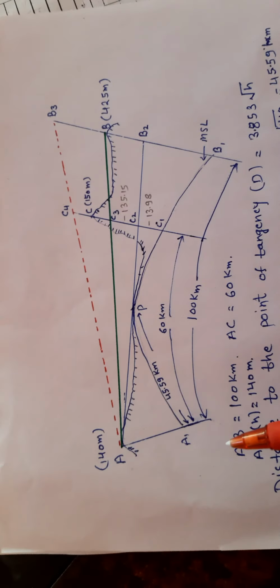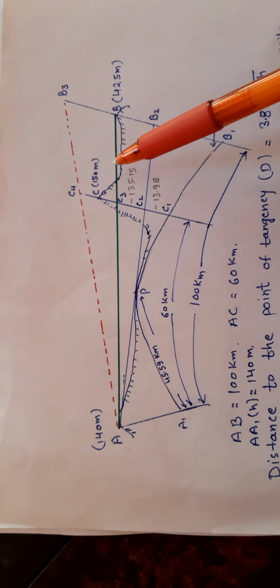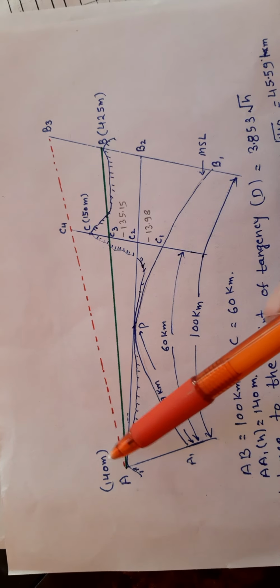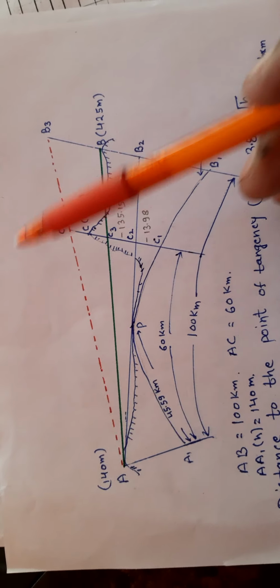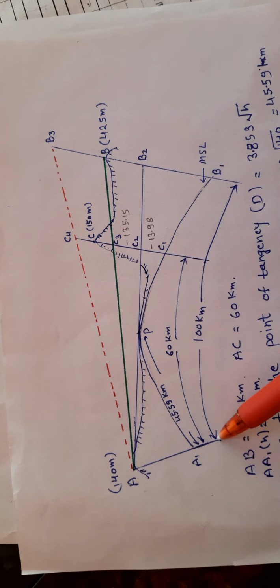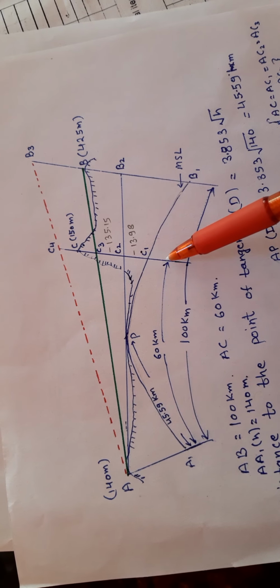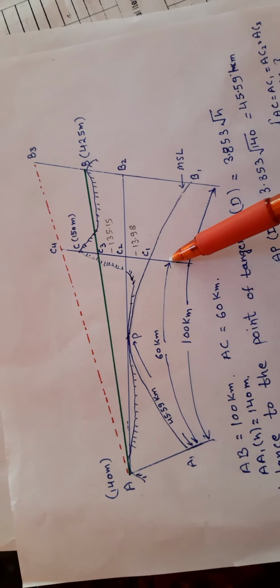First of all, we draw this diagram. This is line A and B. Height of A is given 140, height of B 425. The distance between A and B is 100 km. A to C is 60 km. We draw a tangent from A to this MSL. This line A, B2 is tangent.